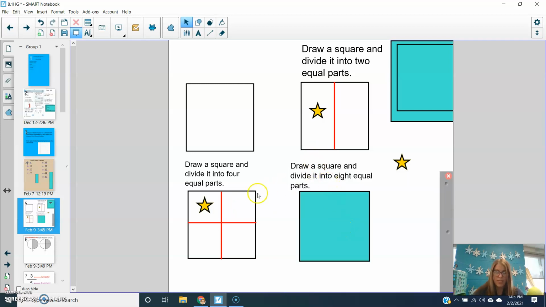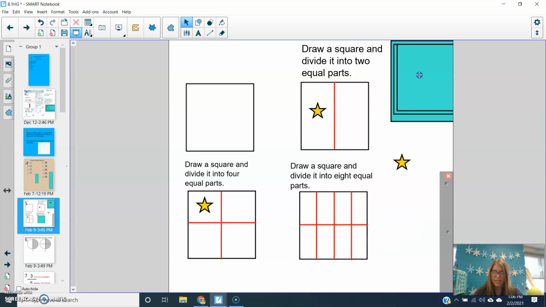So now can you take that same square and will you divide it into 8 equal parts? Press pause and then play when you're ready to check. All right, so for this one, I kept my same 4, but then I added 2 more lines. I split a line here and then also here, so I have 8 equal parts. And yours might look a little bit different, and that's okay.